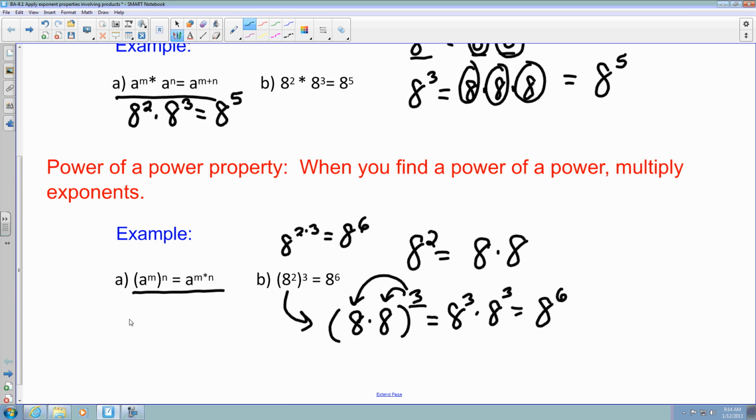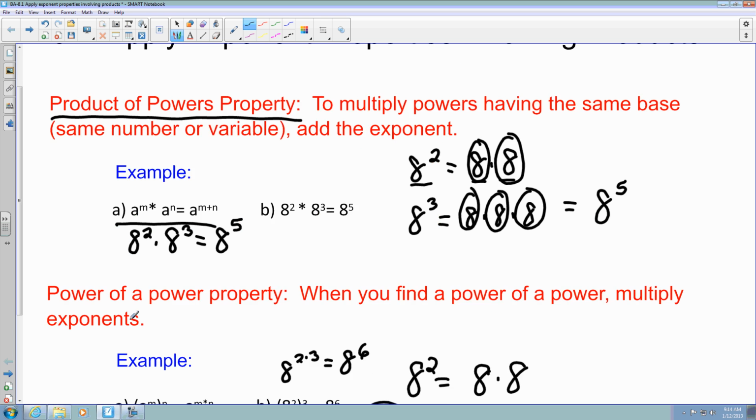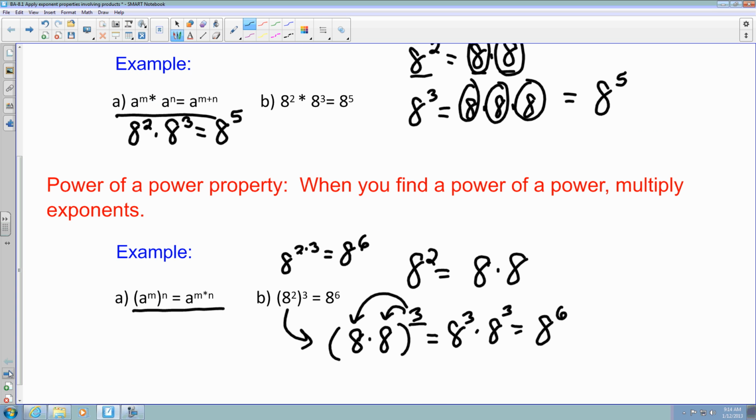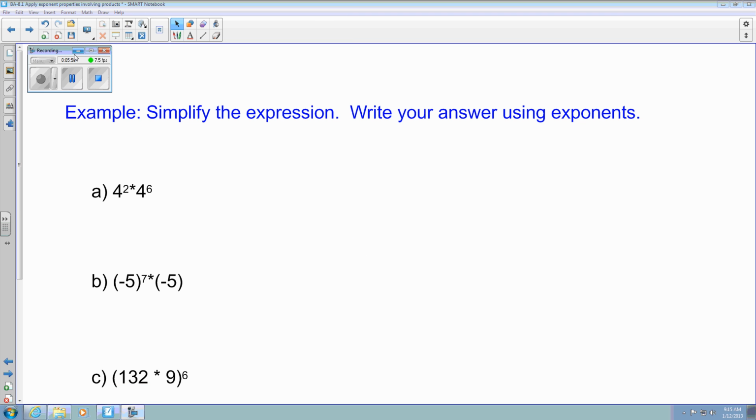Now that we've determined what the product of powers property is and the power of a power property, let's do some examples. For these examples, we want to be able to simplify the expression. In your homework, they want you to write your answer using exponents.